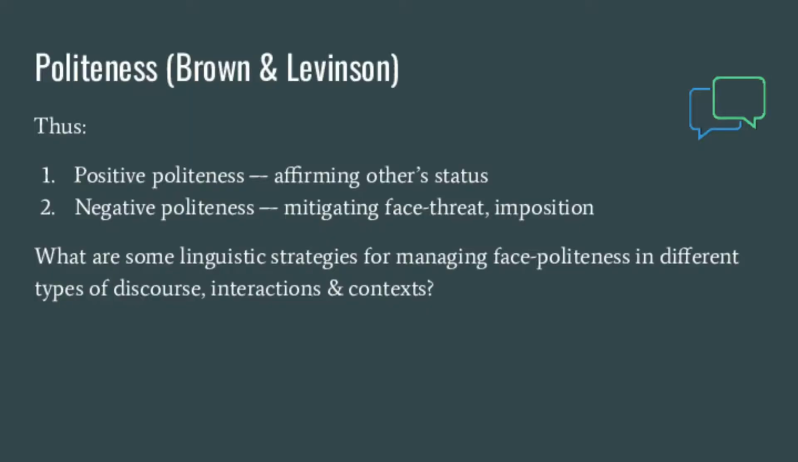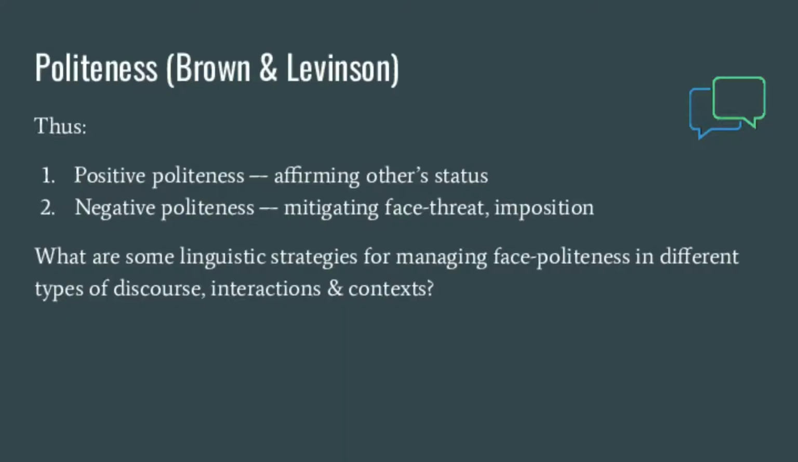Politeness linguistically consists of two types: positive politeness, which means affirming someone else's status, where there are going to be some cultural differences, and negative politeness, where you're trying to soften or mitigate something that's a threat to their taemyeon, their face. That includes even just imposing upon them. You have to interrupt the person or ask them to do something. That's kind of an imposition upon them, and there are different things we do in order to soften the imposition.